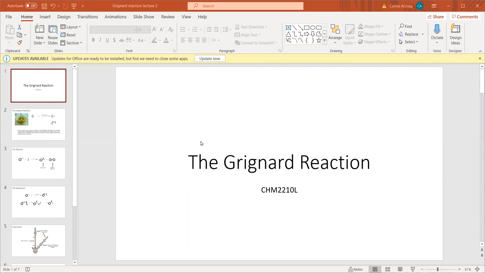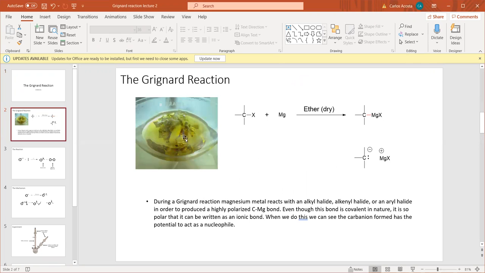So we'll be covering the second part of the Grignard reaction. Like I said last time, the Grignard reaction is a reaction that creates a carbon-carbon bond. This is achieved by taking an aryl halide or an alkyl halide and reacting it with magnesium metal in some dry solvent, in our case, ether.